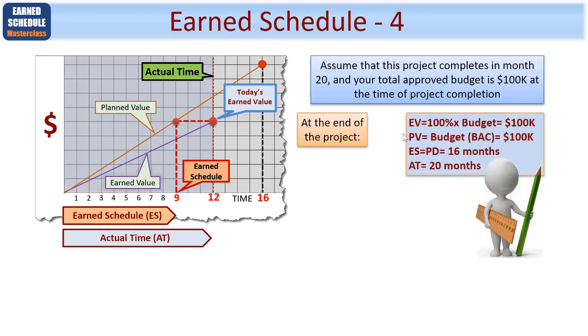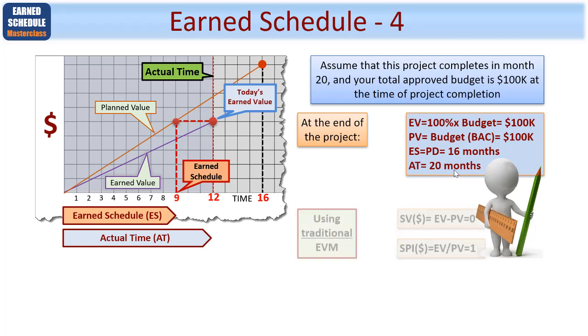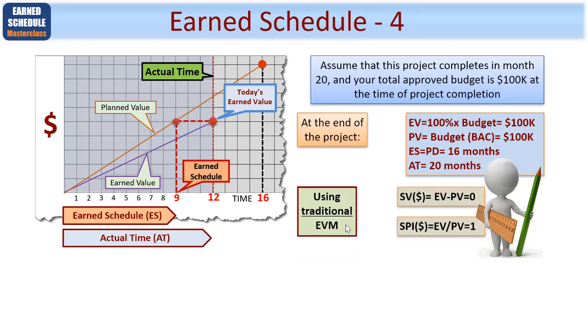So at the end of the project, the earned value is 100% complete times the budget, which is 100k. The planned value at the end of the project equals your budget, which is the budget at completion of 100k. Whereas your earned schedule equals your planned duration, which is 16 months. And your actual time at the end of the project, as I've said, assuming it completes in month 20, equals 20 months. So, using traditional earned value metrics, we know it gets false as you go towards the end of the project, where your schedule variance in dollars or some other monetary value will equal 0 at the end, and your SPI will equal 1 by the same token.